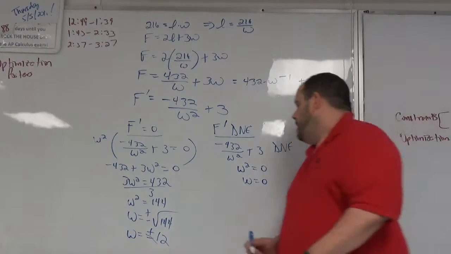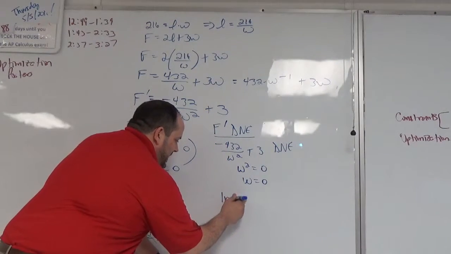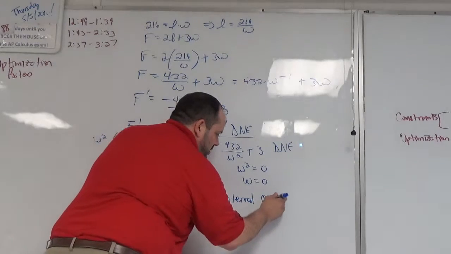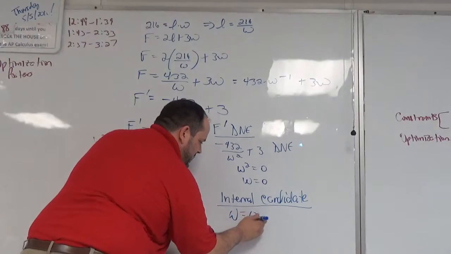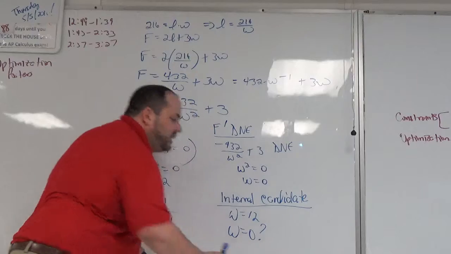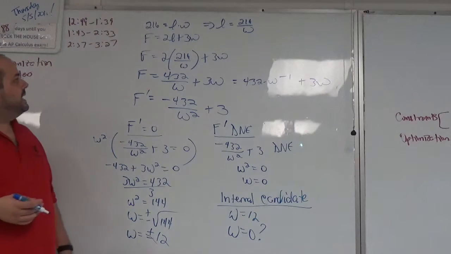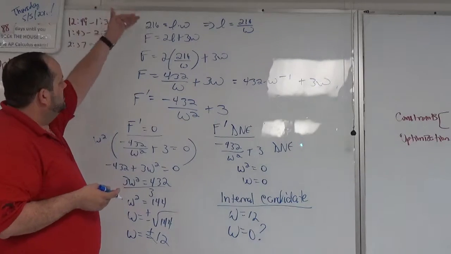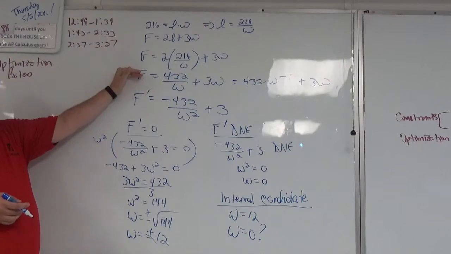Okay, what I hope everyone's at least comfortable with is we've got an internal candidate for sure. The internal candidate for sure is that W is equal to 12. The one that maybe we're like, I don't really know, is going to be the 0. Your next move after this, you're going to go and plug everything in. You're going to plug into the original fencing equation, or this version, any version that you want to.